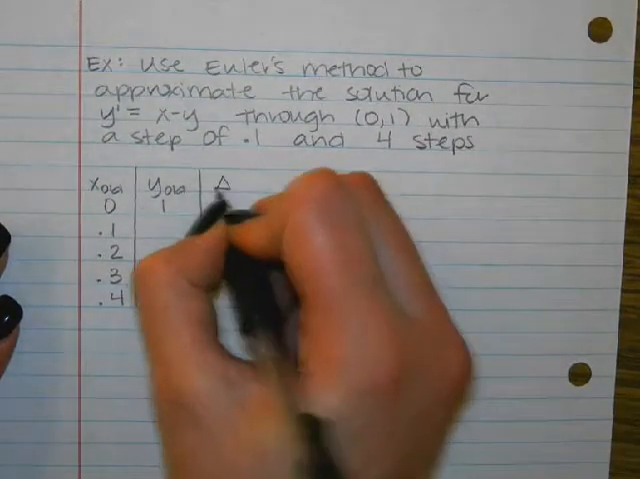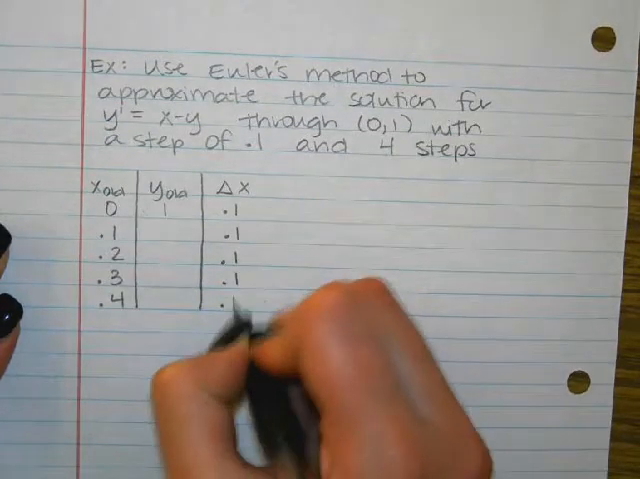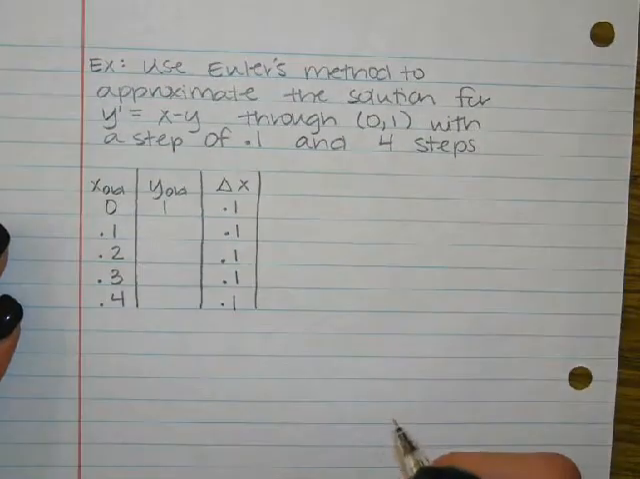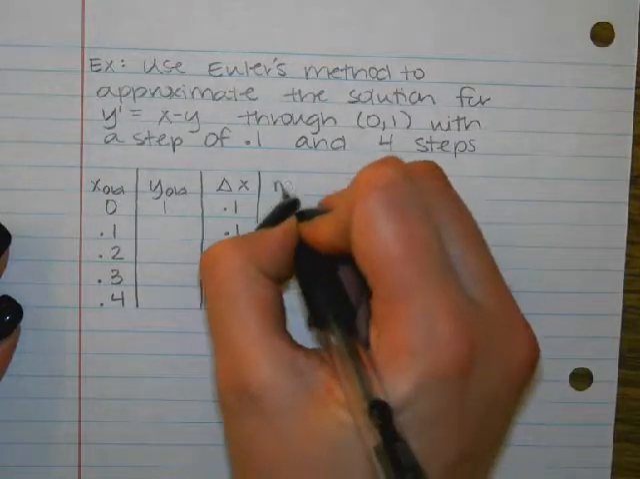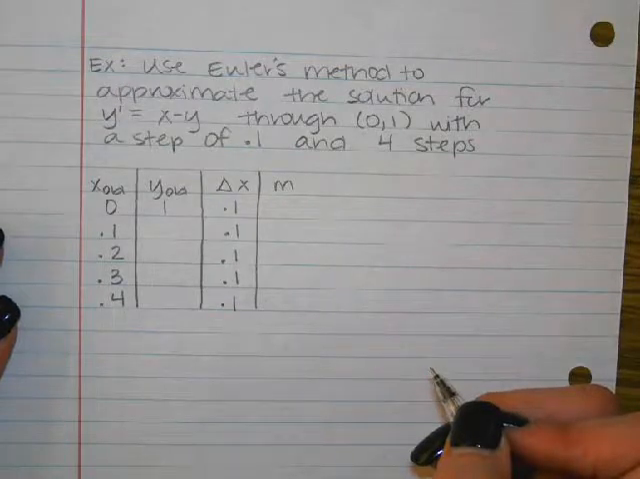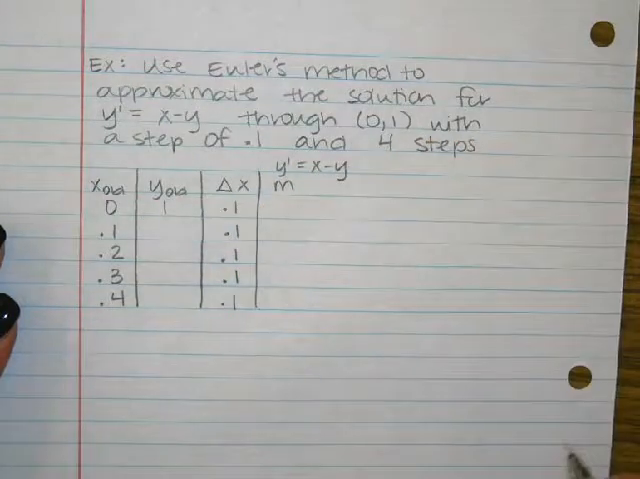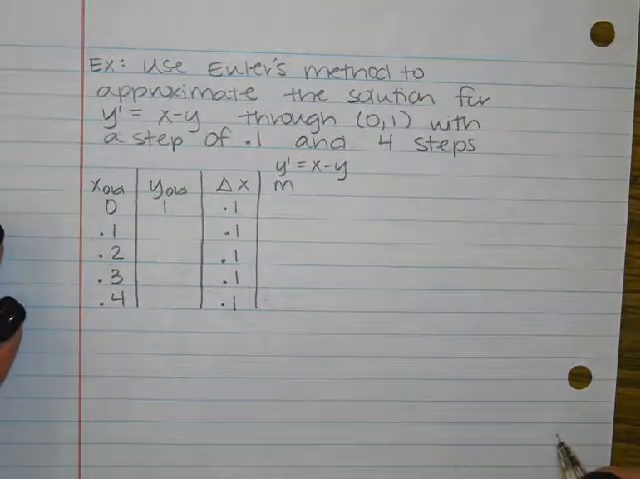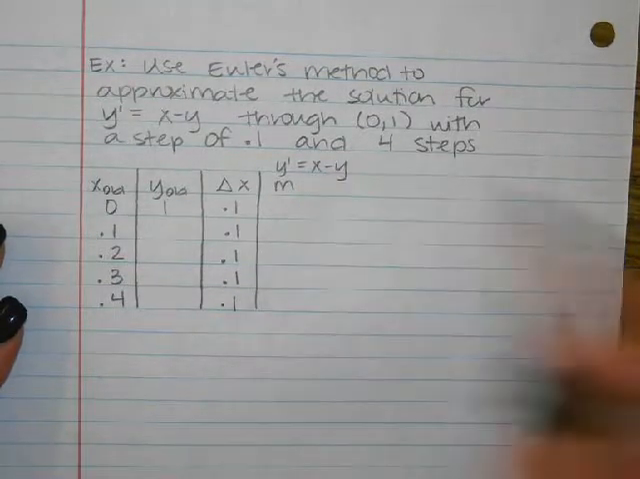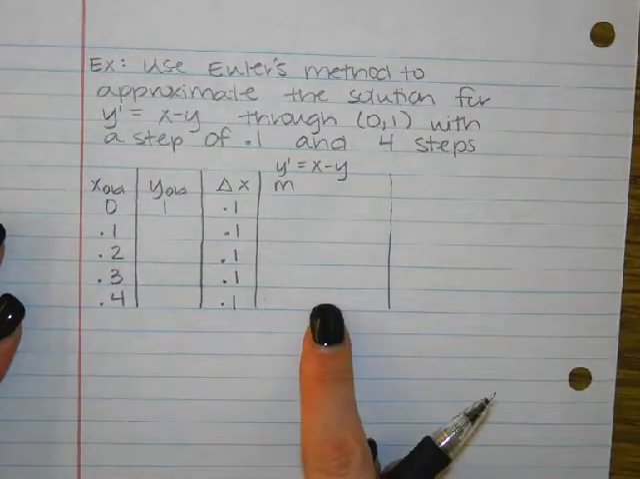I'm going to keep track of delta x, although I know it's going to be the same every time. My change in x is 0.1 every time. I'm going to keep track of the math that I do to find my slope. And if you guys remember, the slope comes from the derivative. So I'm going to need that derivative equation so I can calculate my slope. Because this involves some math and because these numbers often become decimals, you want to leave yourself enough space that you can actually write down some numbers in there. So don't make that column too skinny.